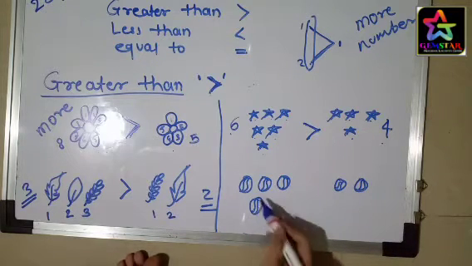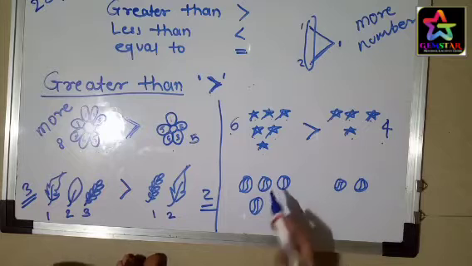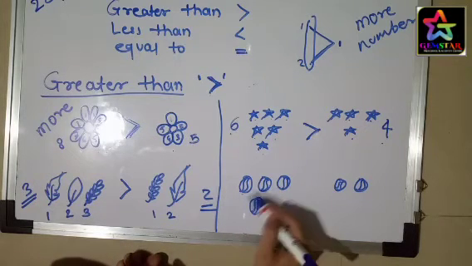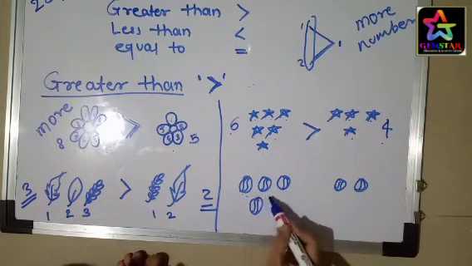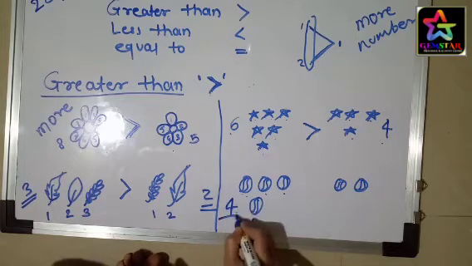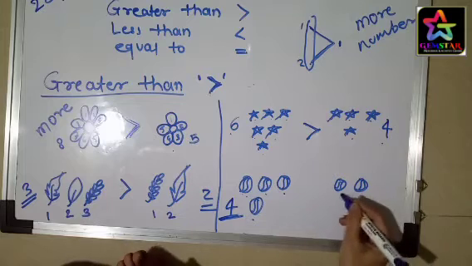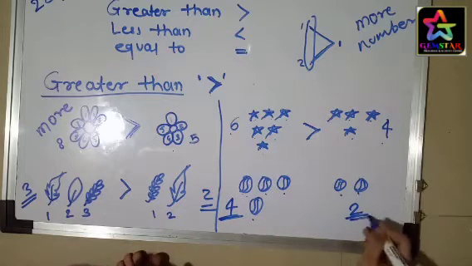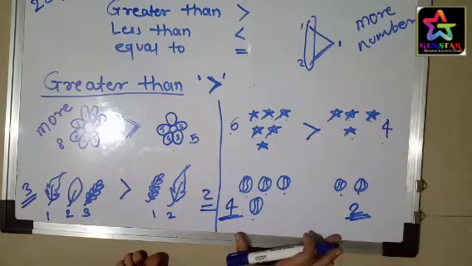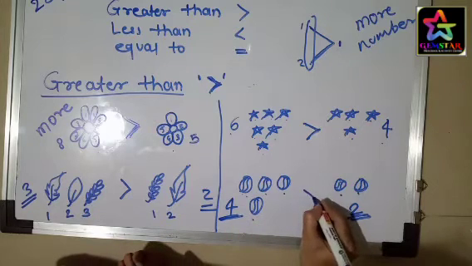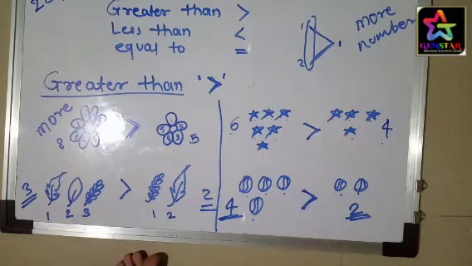Okay. Then the next picture shows the marbles. How many marbles are over here? 1, 2, 3, 4. How many marbles are here? 4. And how many? 1, 2. There are 2. So which is greater number? 4. So we put the sign as it is.